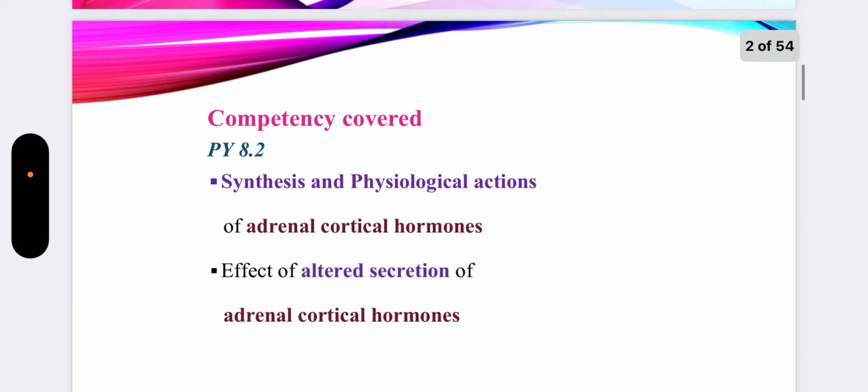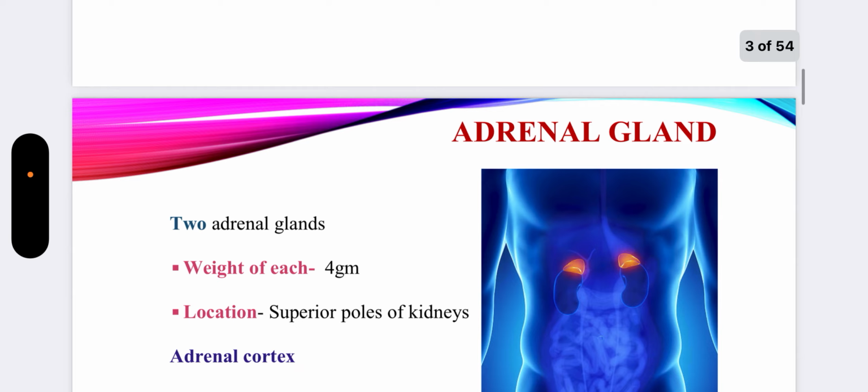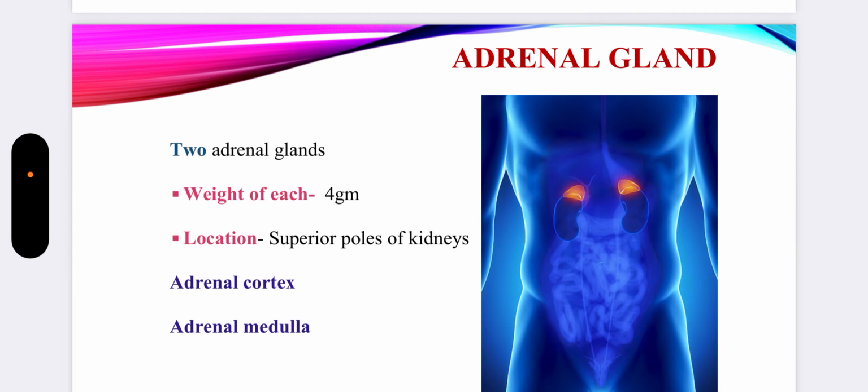This is the competency which is covered. We shall discuss the synthesis and physiological action of adrenal cortical hormones, and what will be the effect if there is altered secretion of these adrenal cortical hormones. Now, first of all, we shall understand what is the adrenal gland.